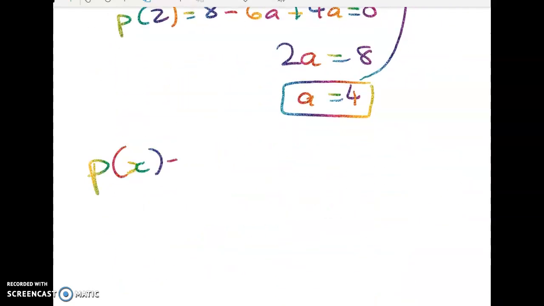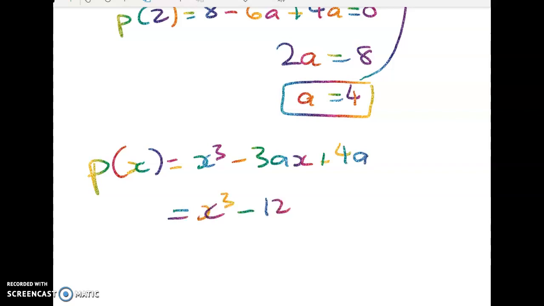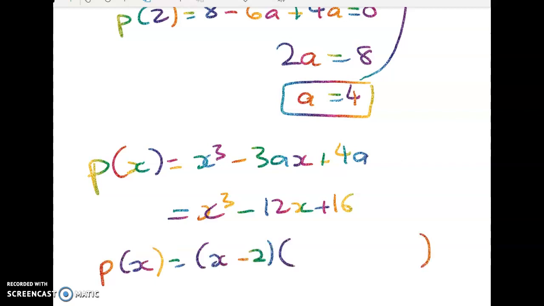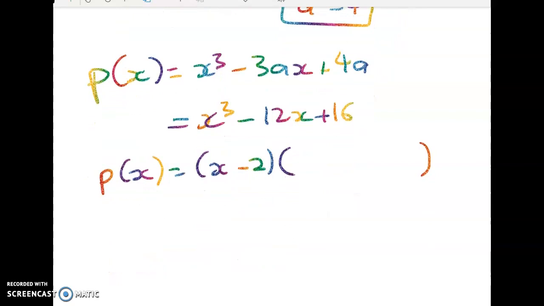So p of x is equal to x cubed minus 3ax plus 4a. That gives us x cubed minus 12x plus 16. And now we have to factorise fully. But that's not bad because we know one of the factors is x minus 2. So with this one, I'm just going to do it by inspection because I know that I have to get x cubed here. So this must be x squared. So matching up now, if I multiply this out, I'll get minus 2x squared.